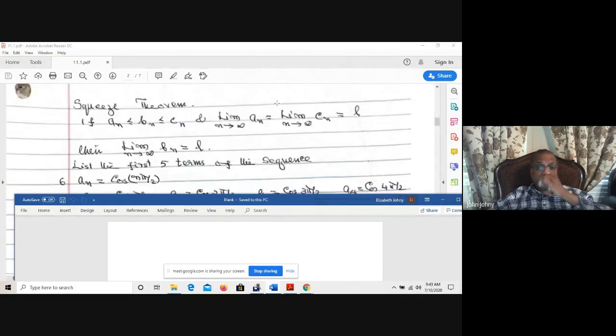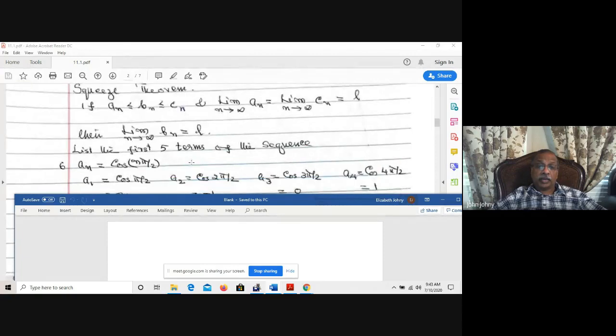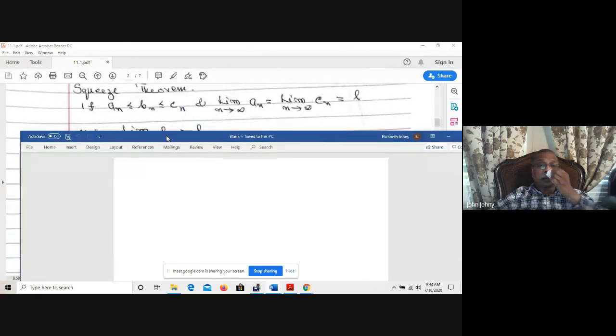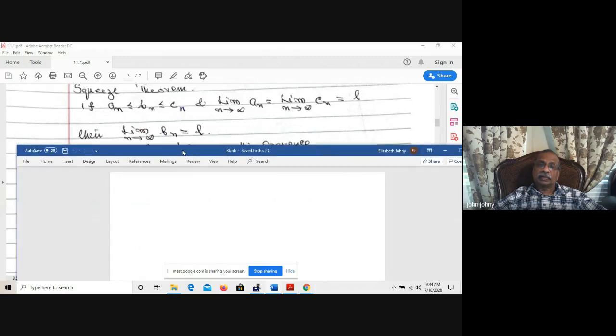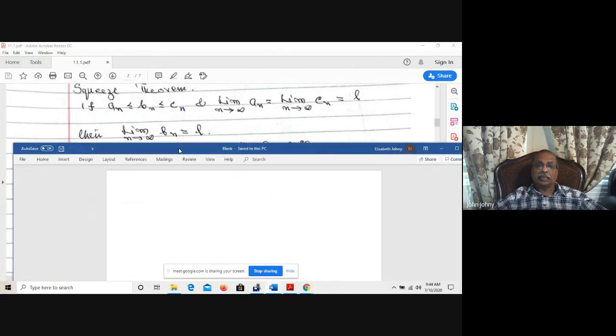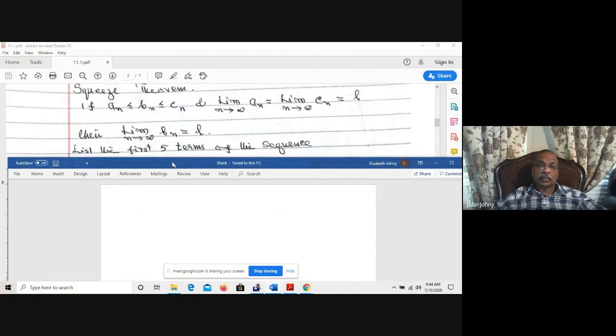Okay, so next is the Squeeze theorem. If an is less than or equal to bn, which is less than or equal to cn, and if the limit as n approaches infinity of an is equal to the limit of cn, which is L, that is, the limit of the first sequence is L and the limit of the third sequence is L, then the limit of the middle one will also be L. The limit as n approaches infinity of bn is equal to L.